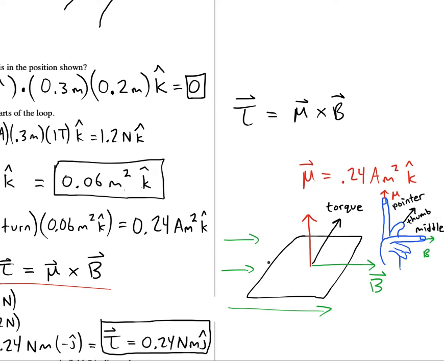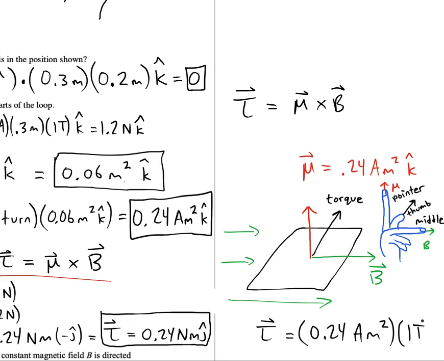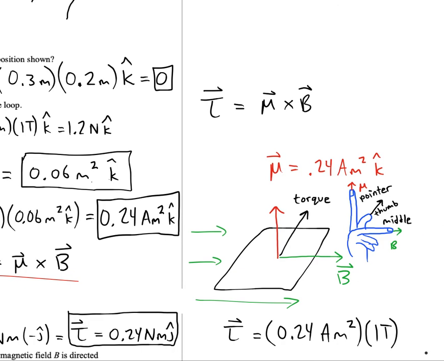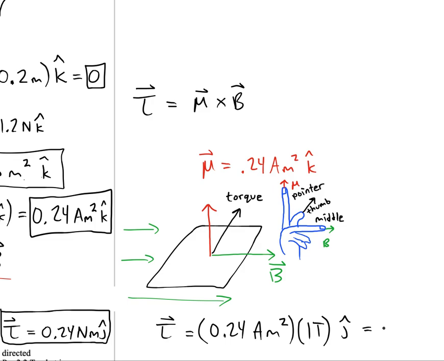All right. Now if we just plug in our numbers, put in our mu, which was that, 0.24 amp meters squared. Put in our B field, 1 Tesla. And we determined the direction to be positive j hat according to the right-hand rule. So as you can see, they come out the same either way.